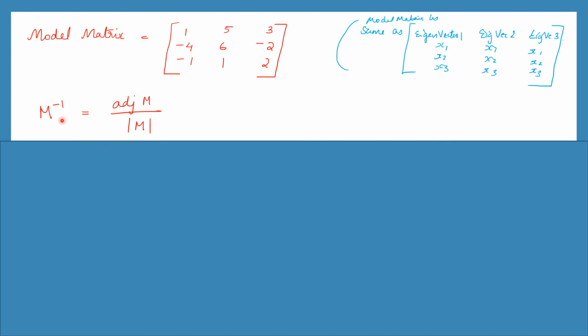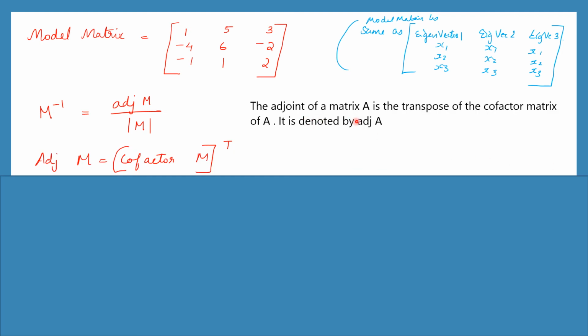So the inverse of model matrix M can be identified as adjoint of M divided by determinant of M. The adjoint of a matrix A is the transpose of the corresponding cofactor matrix of A, and it is denoted by adjoint of A. So to find M inverse, we have to do adjoint of M divided by determinant of M. Adjoint of M means we have to find the transpose of the cofactor matrix.